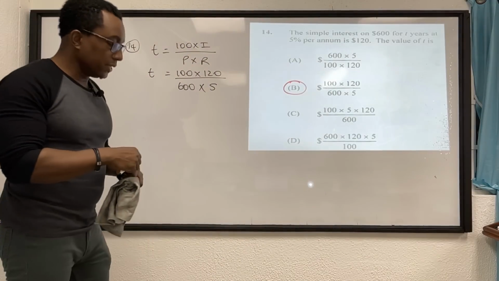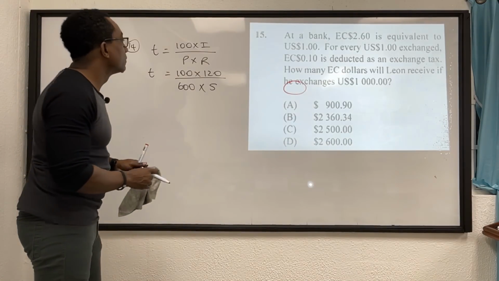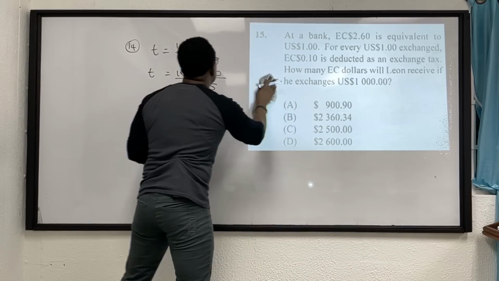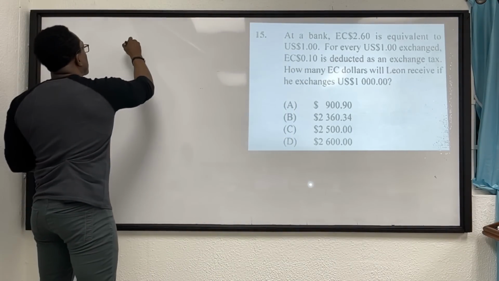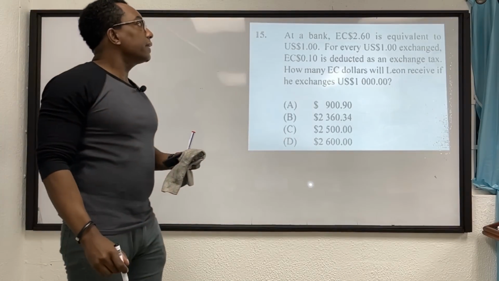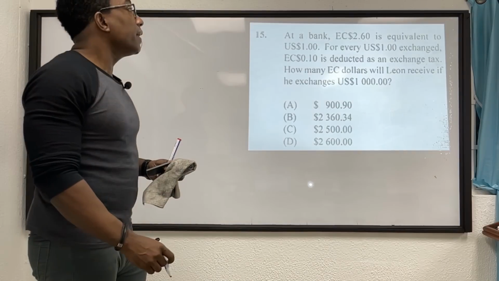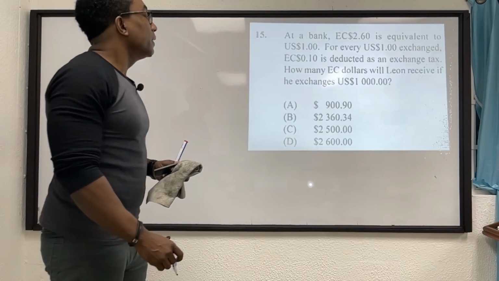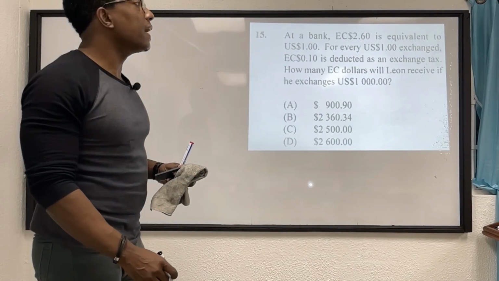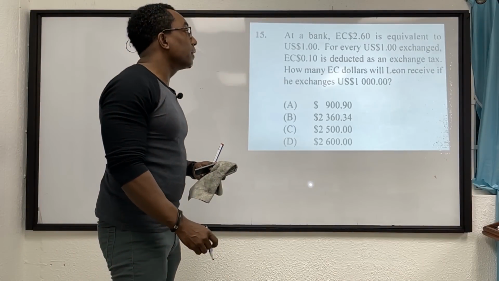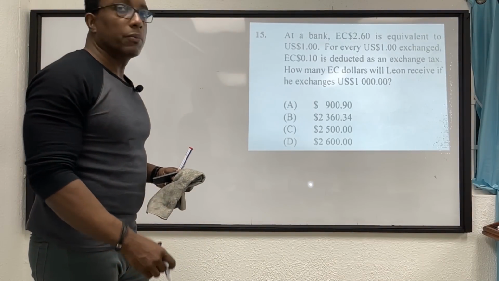So for question 14, your answer is B. Let's move on to question 15. So question 15. At a bank, EC $2.60 is equivalent to US $1. For every US $1 exchange, EC 10 cents is deducted as an exchange tax. How many EC dollars will Leon receive if he exchanges US $1,000?